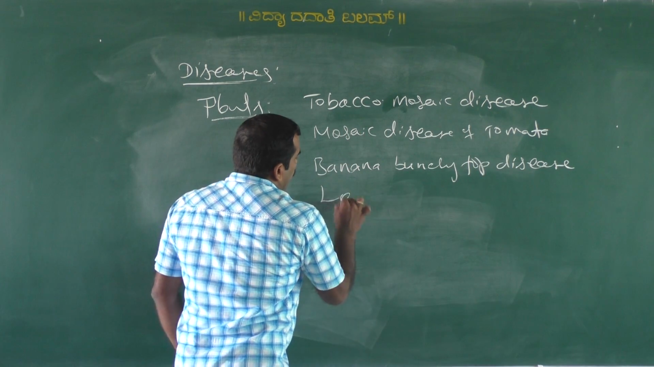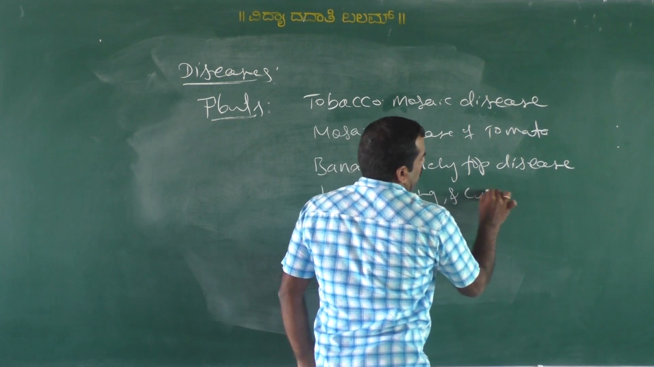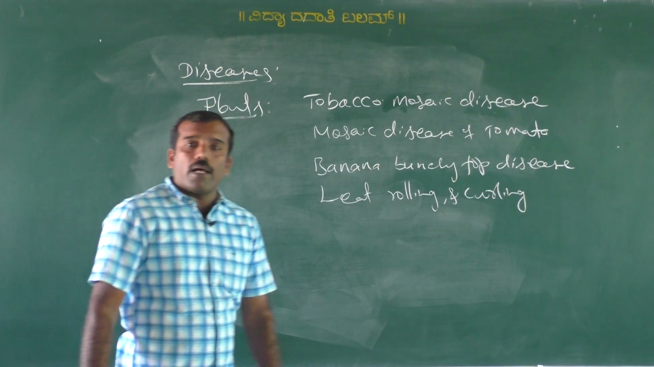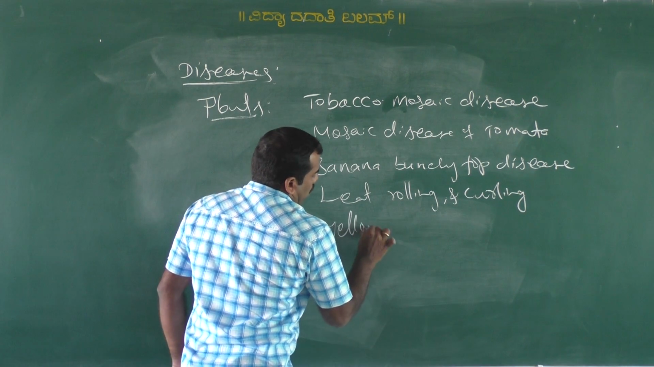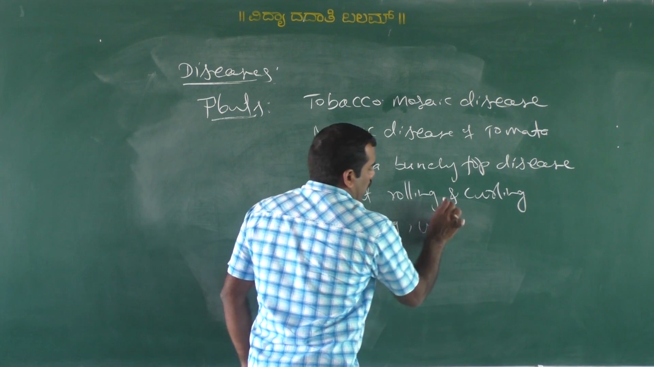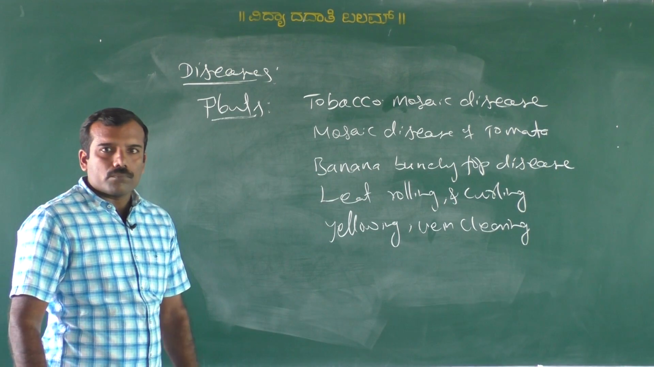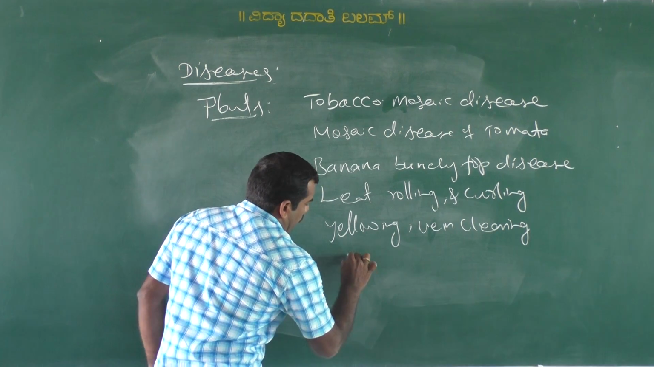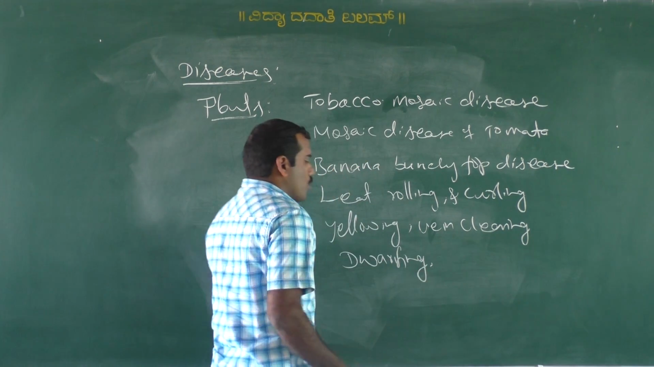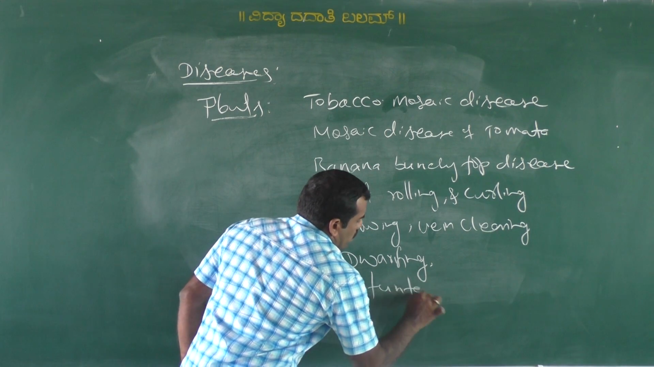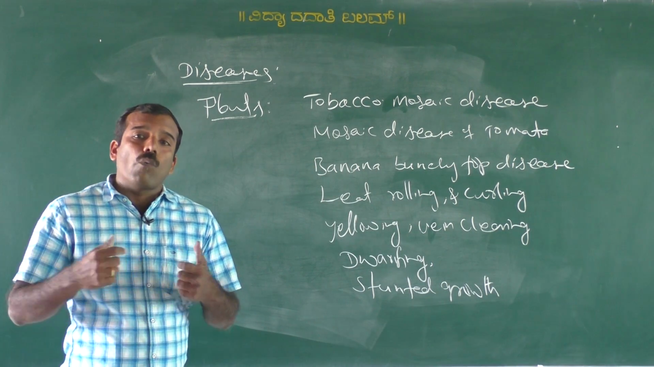Leaf rolling and curling. Leaf rolling and leaf curling is also a viral disease. Then leaf yellowing and vein clearing is also a viral disease. Then dwarfing, stunted growth. These are all diseases caused by the virus to the plant.